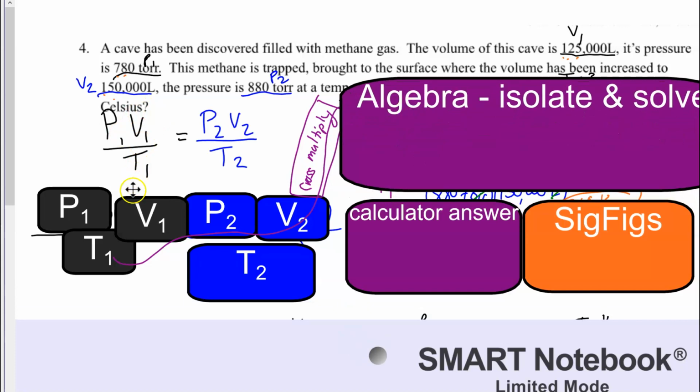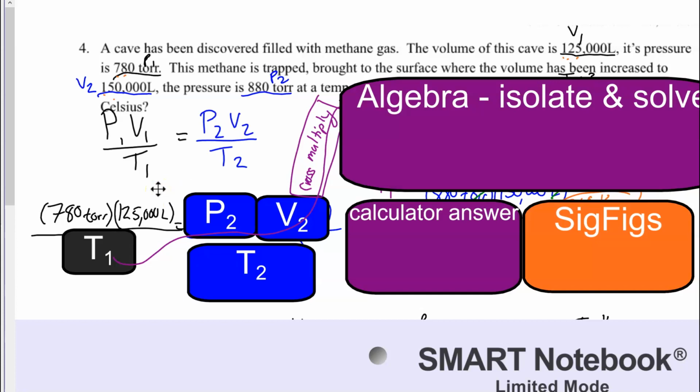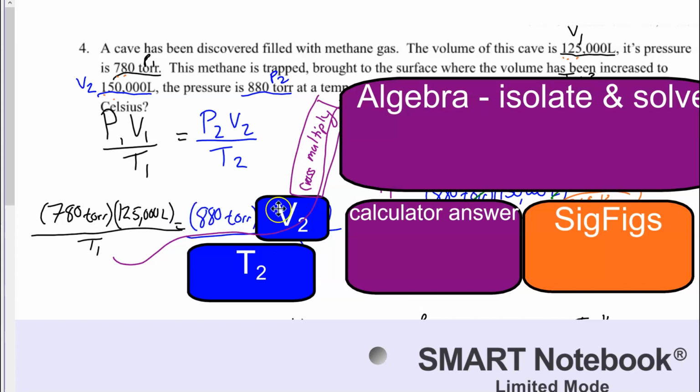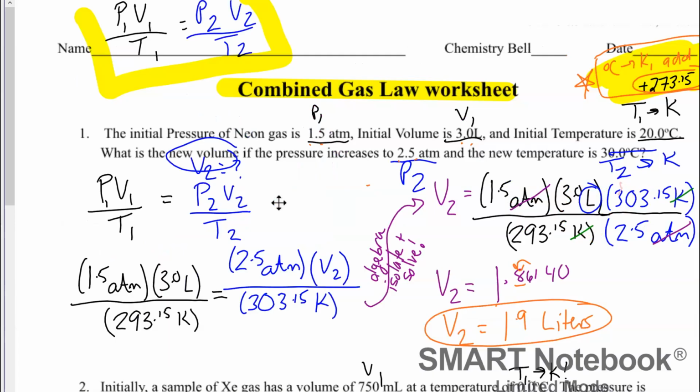So P1 V1 over T1 equals P2 V2 over T2. Pressure 1 in the cave, we were told, is 780 torr. Volume 1 in the cave was 125,000 liters. And temperature 1, we don't know. Pressure 2 at the surface from the problem, they are telling us that it is 880. Volume 2, the gas expanded. Whoa. What happened?